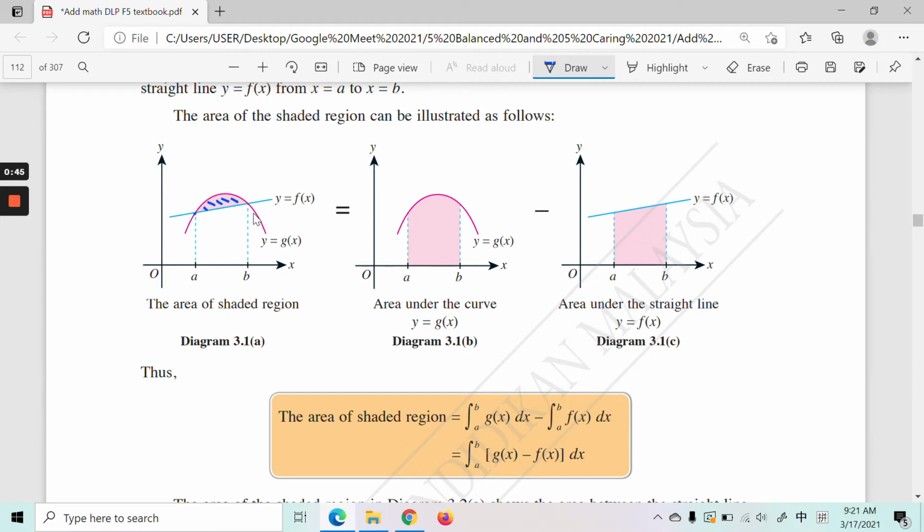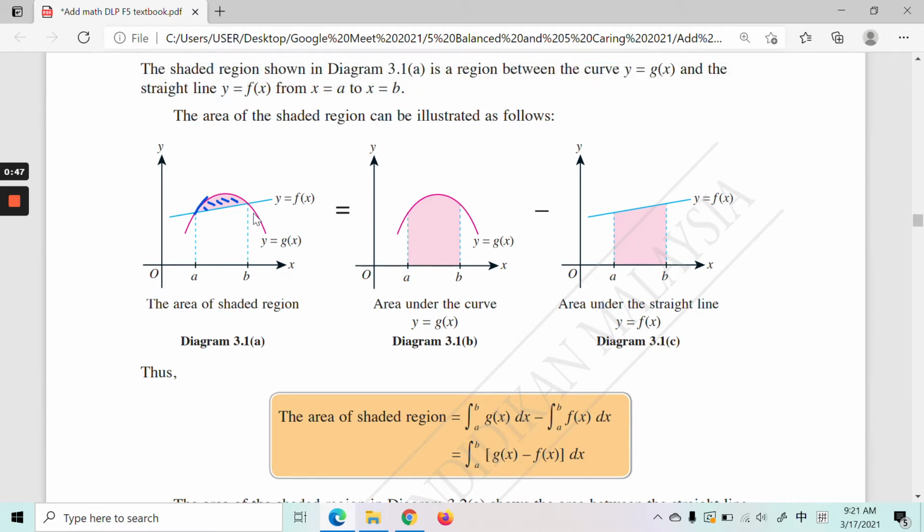We look at what is above. How do we know above or below? Remember the x-axis or the y-axis is always the floor. So this is the floor, meaning that this part will be above. In this case, the curve is above. So we use curve minus straight line. Why does curve minus straight line give this shaded region?